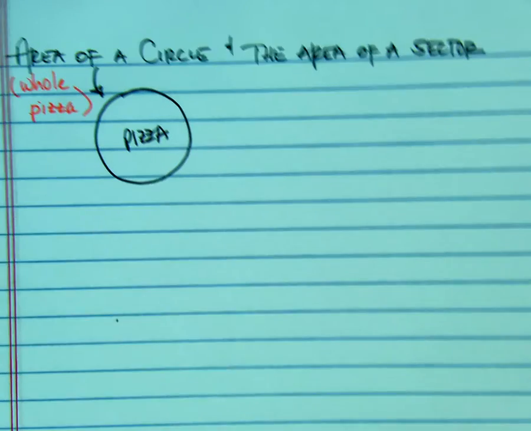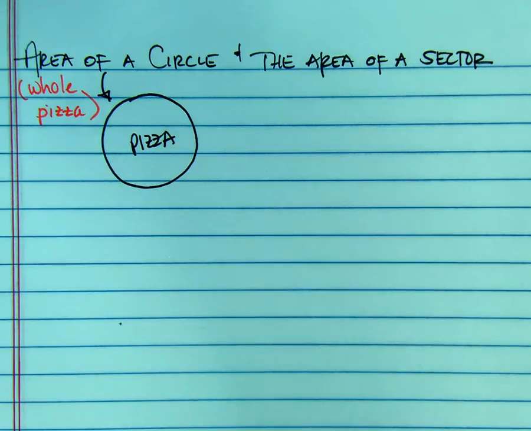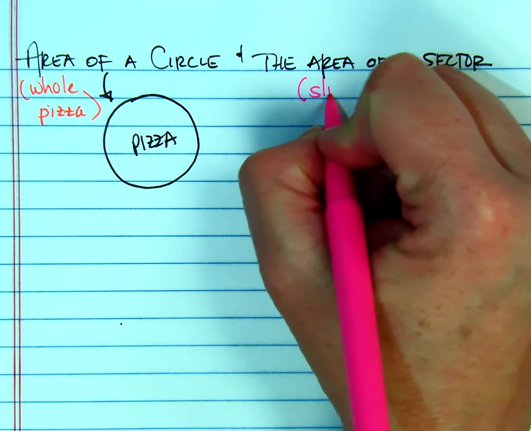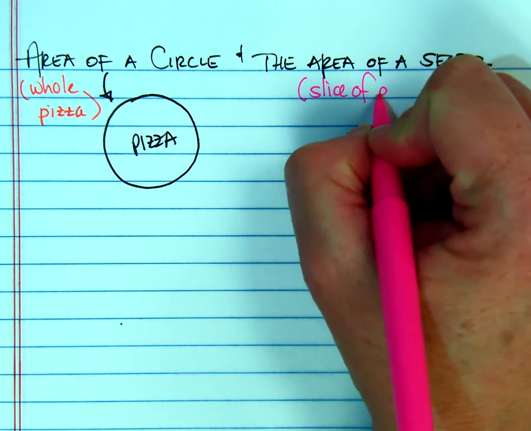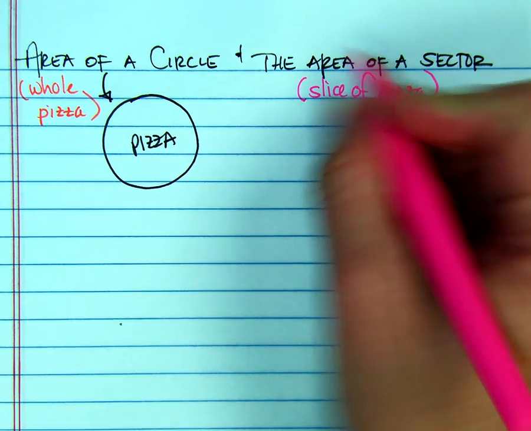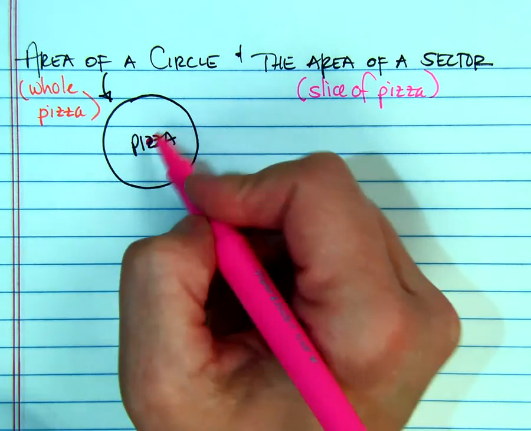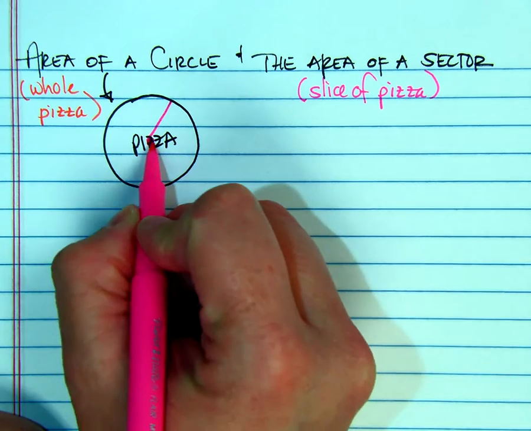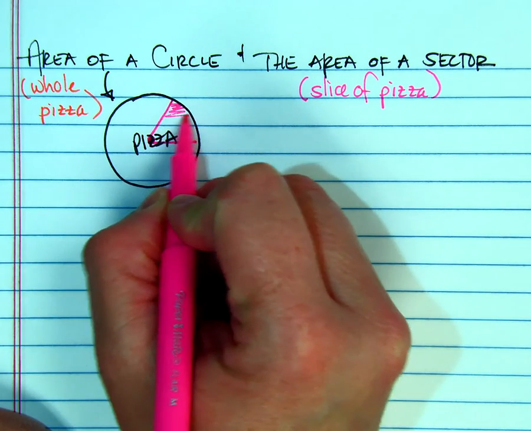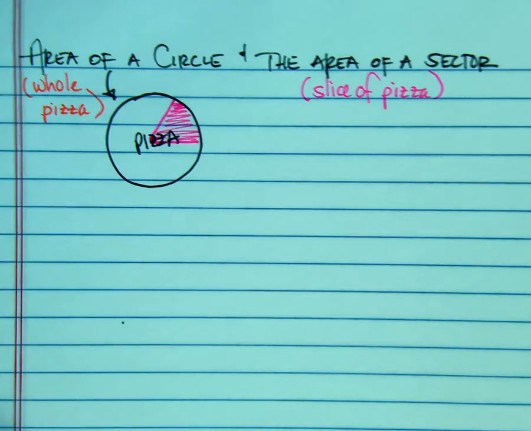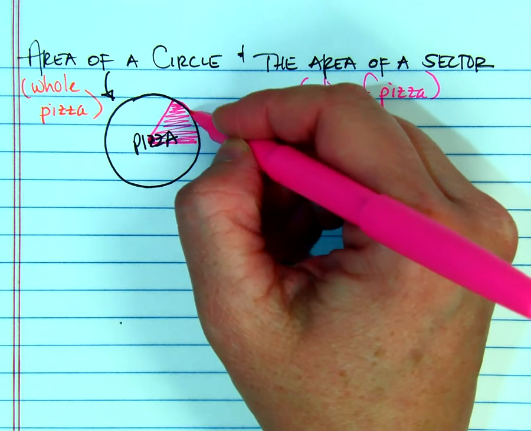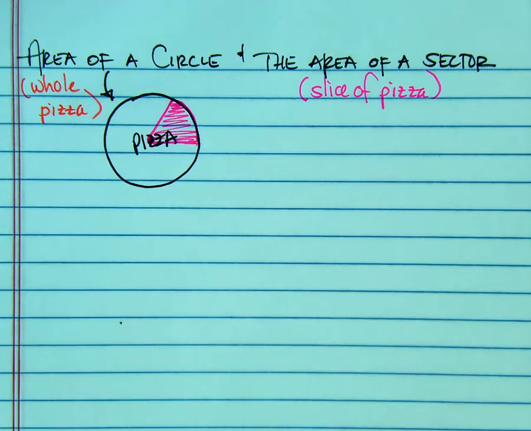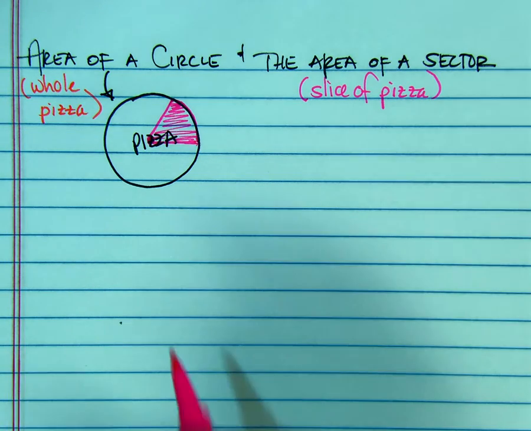And the area of a sector is a slice of pizza. Okay, so if we have the center of our pizza, then we have one slice. What you need to understand is the reason why we cannot just simply use, because it kind of looks like a triangle, but it has this curve on it. Okay, so we cannot use the formula for the area of a triangle.